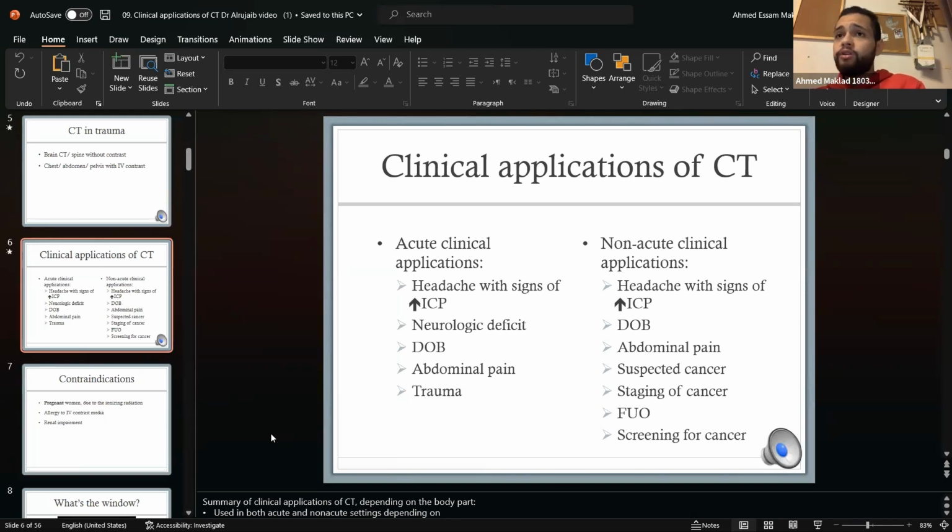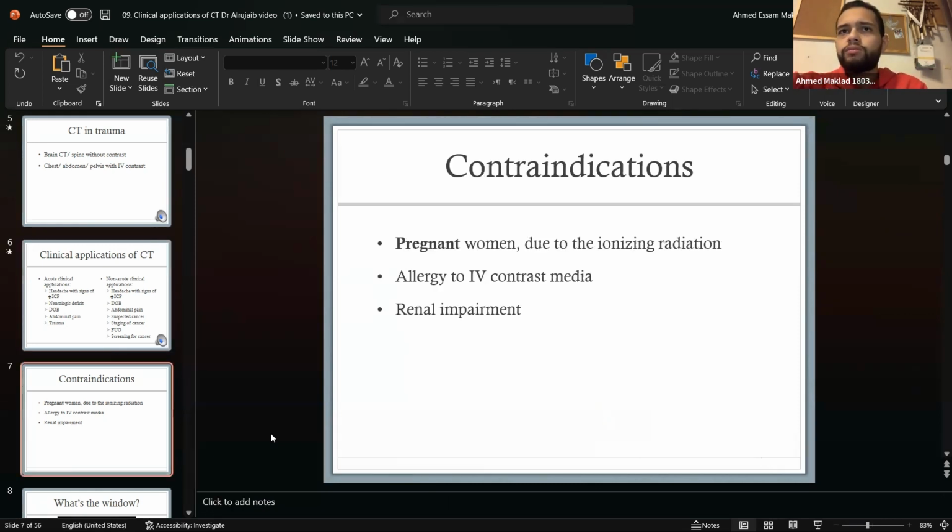All right. For abdominal pain, a CT is done for any signs of ischemia of the colon or the small bowel. It's done also for bowel obstruction and obviously trauma, as I mentioned. All right. And then everything else is non-acute.